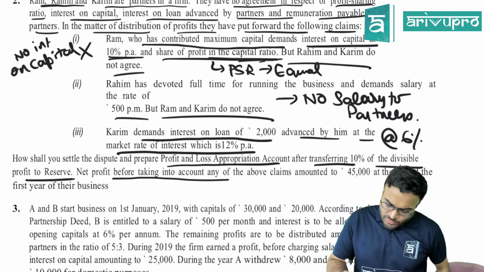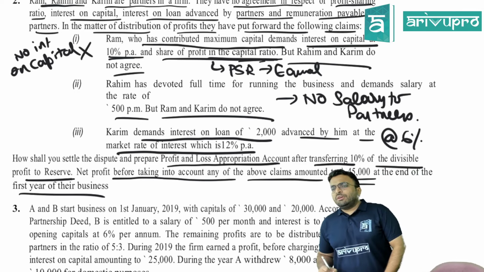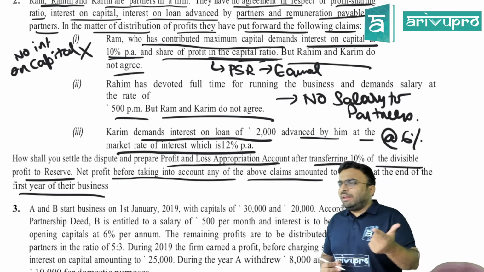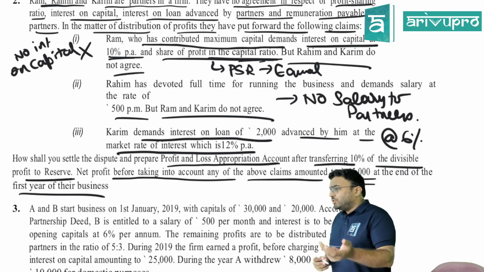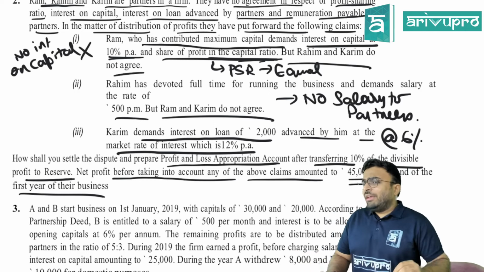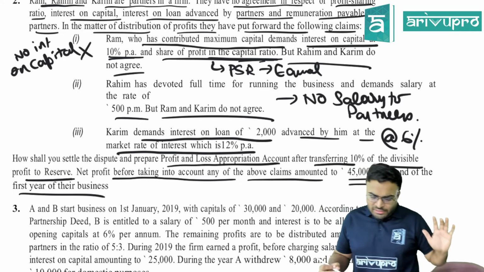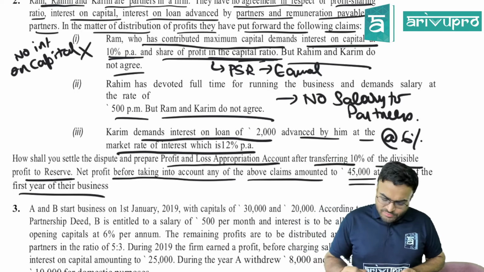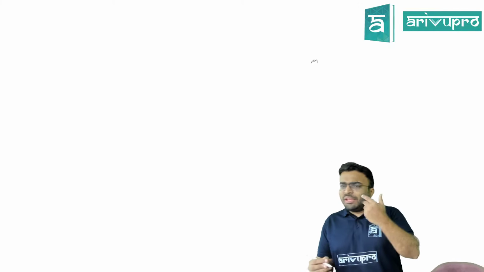Net profit before taking into account any of the above claims was 45,000 at the end of the first year of their business. 45,000 profit we have. Can we give interest on capital? No. Can we give salary to partners? No. Can we charge interest on drawings? No, there are no drawings. Nothing is told. And then can we give interest on loan? Yes, but not what he is asking. He is asking for 12%. We can give only 6%. Clear? And they said that 10% shall be transferred to reserves. So before distributing, transfer 10% to reserves. Remaining everything you can distribute.